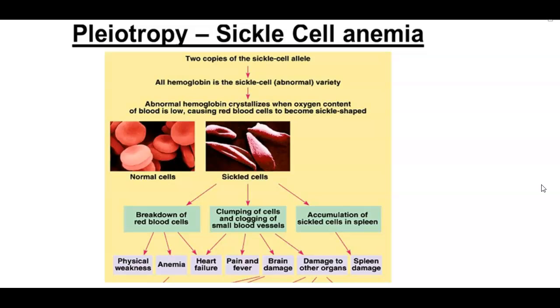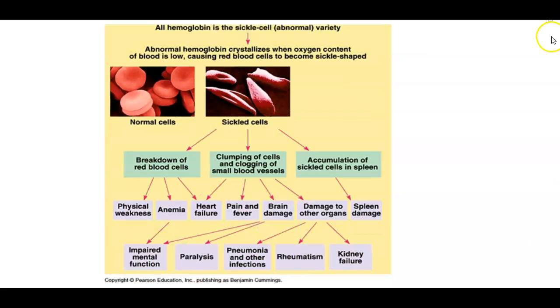Look at all these things. Physical weakness, anemia, heart failure, pain, fever, brain damage, damage to other organs, spleen damage. Why? Because that one allele. And some other things. Impaired mental function, paralysis, pneumonia, other infections, rheumatism, kidney failure. So pleiotropy. One gene, many effects.